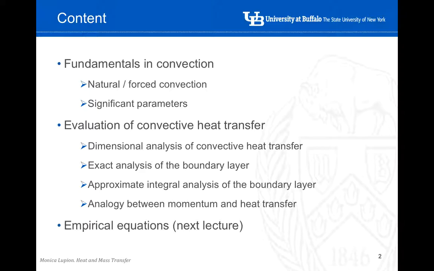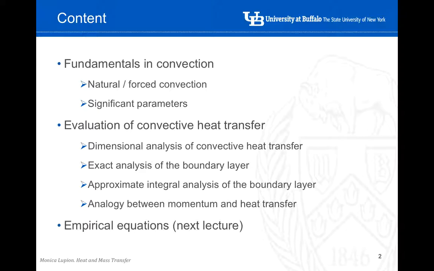This is the context of my presentation. First, I will review some fundamentals in convection, like for instance the difference between natural and forced convection. Then I will define very useful parameters that will help us to make an estimation of the convective heat transfer coefficient. Then we will study 4 different methods to make an estimation of the heat transfer coefficient. First, the dimensional analysis, then the exact analysis of the boundary layer, followed by the approximate integral analysis of the boundary layer. And finally, we will learn how to use the analogy between the momentum and heat transfer.